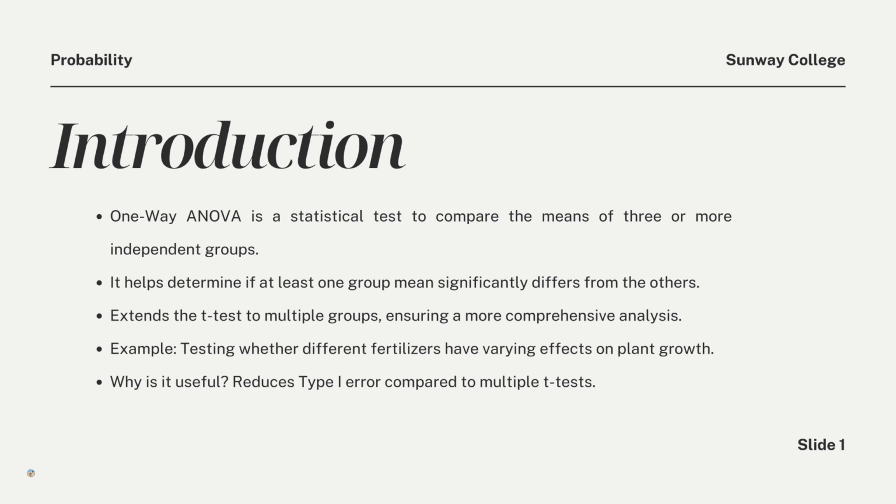For instance, let's say we want to test whether different types of fertilizers have varying effects on plant growth. In this case, we could apply One-Way ANOVA to see if the fertilizer types lead to significant differences in growth.